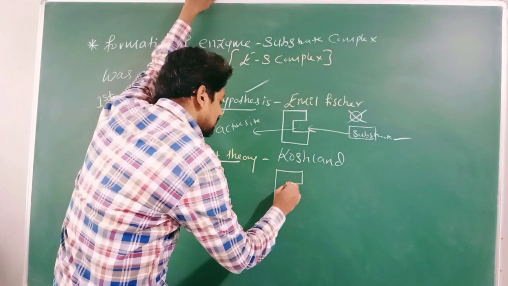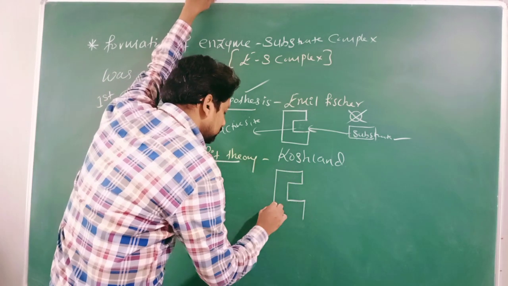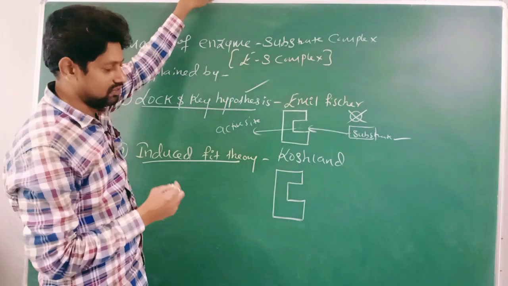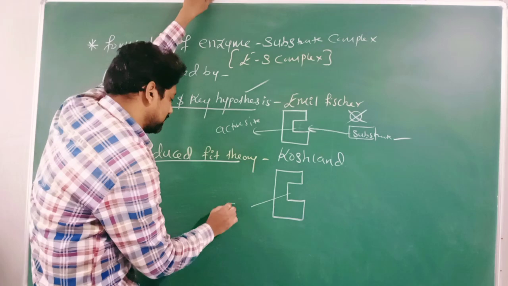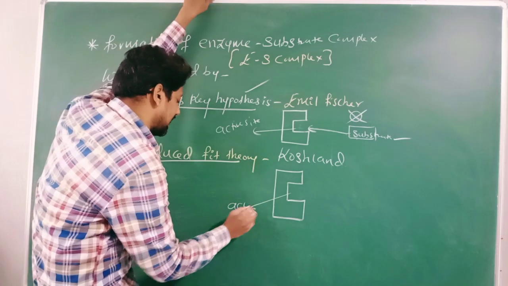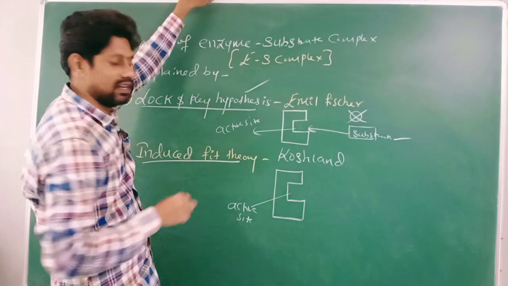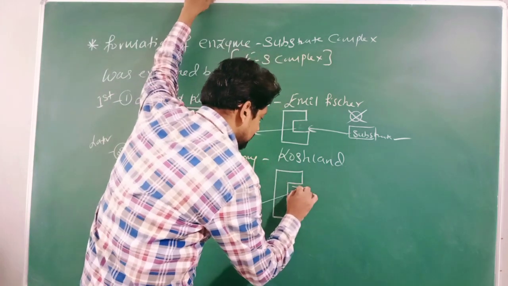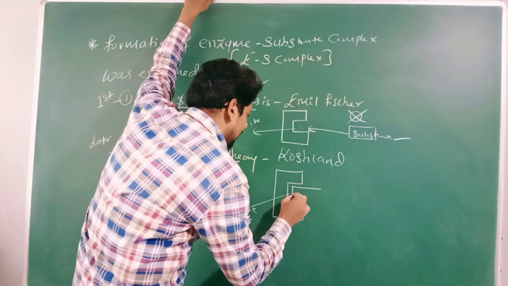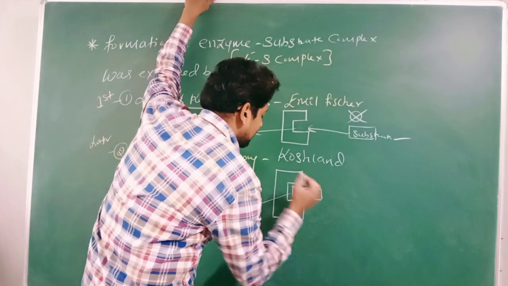See here, sir. This is an enzyme. This is what we call the active site. For example, a substrate has bound in the active site of an enzyme.